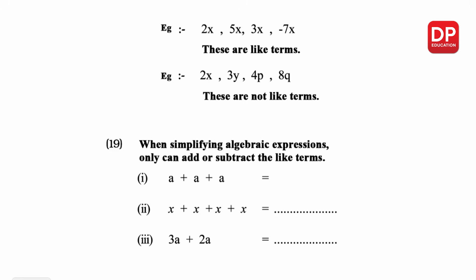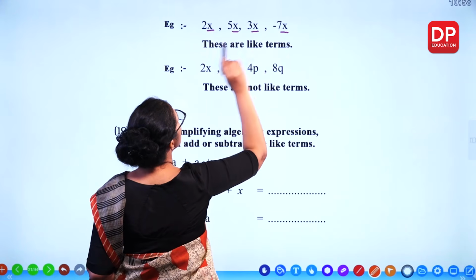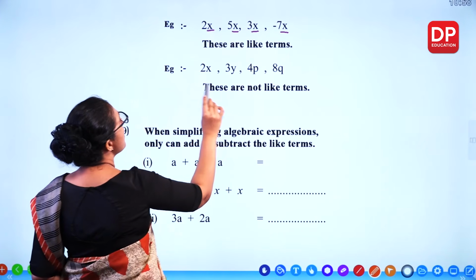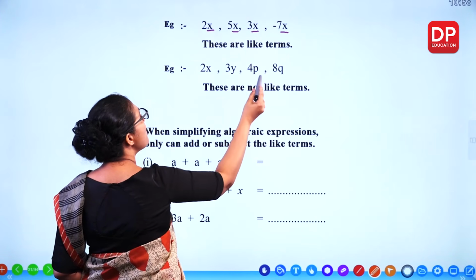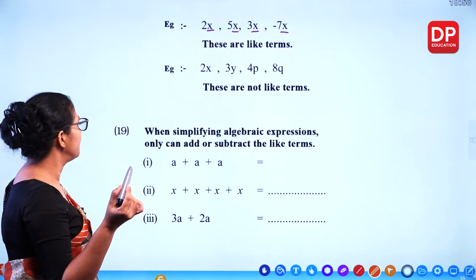So, these are like terms. When you get the same term, x terms, these are like terms. So, you can add like terms. But when you take x, y, p, q, totally different letters, you can't add them together.